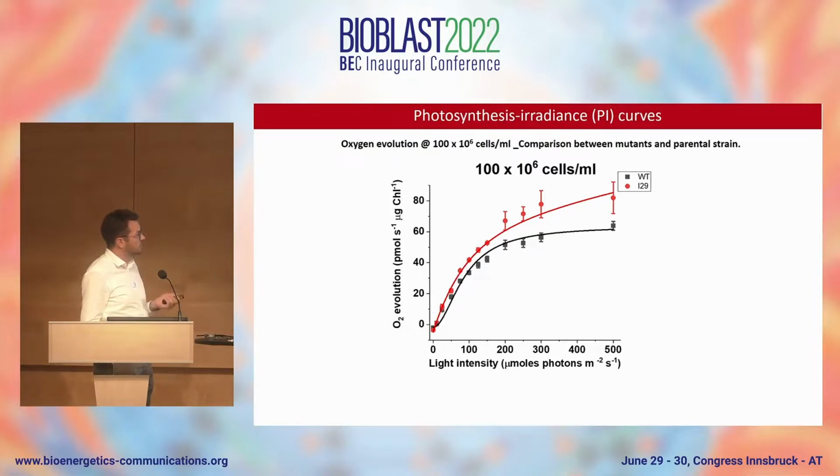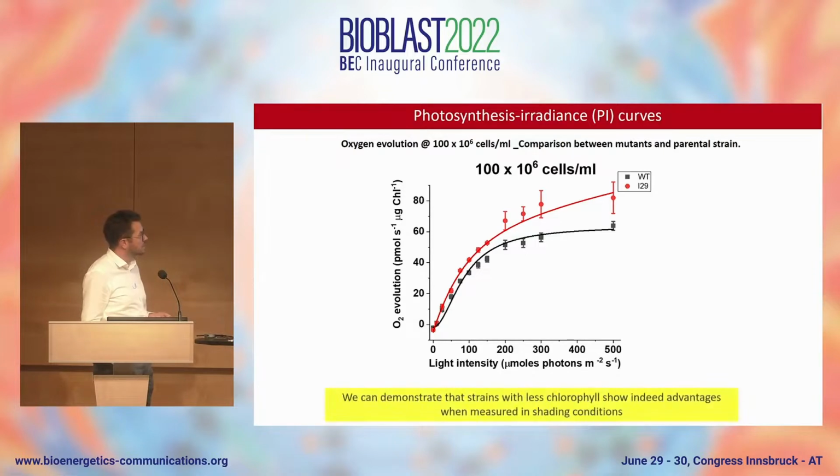The other thing that we can do is directly compare and quantify the effect of our mutants that have less chlorophyll. Here you see one, and you can see that this organism is doing better than the wild type because it has a better light distribution when we have cells at high concentration.